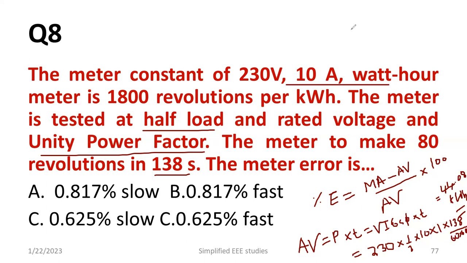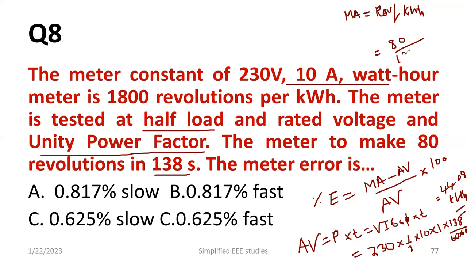How to calculate the measured value? Let us write the measured value. Measured value is nothing but revolution per kilowatt hour. So how many revolutions happened? There are 80 revolutions, right? 80 revolutions divided by kWh. It is 1800, already given in the question.